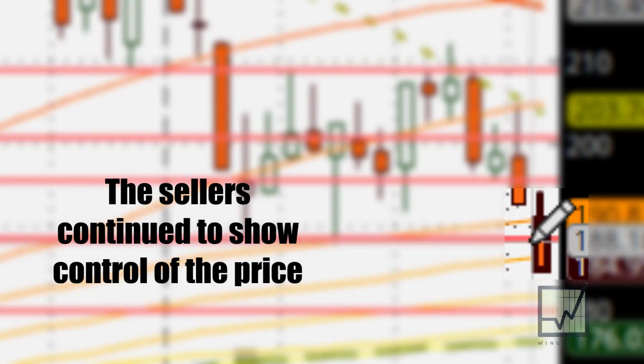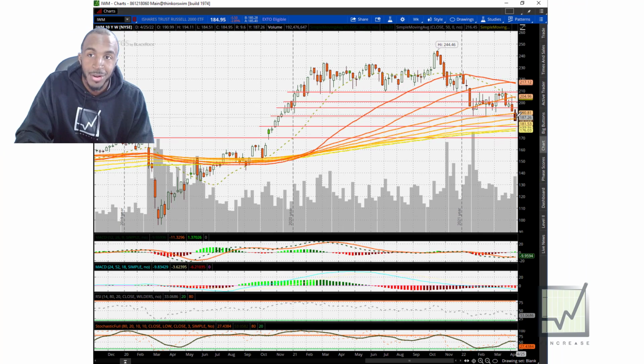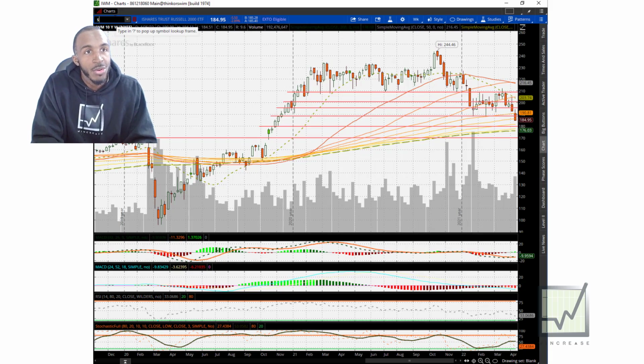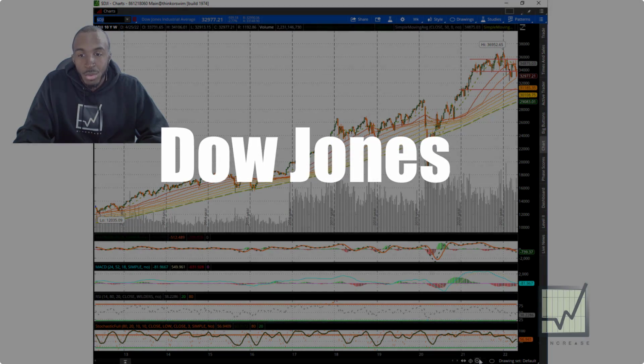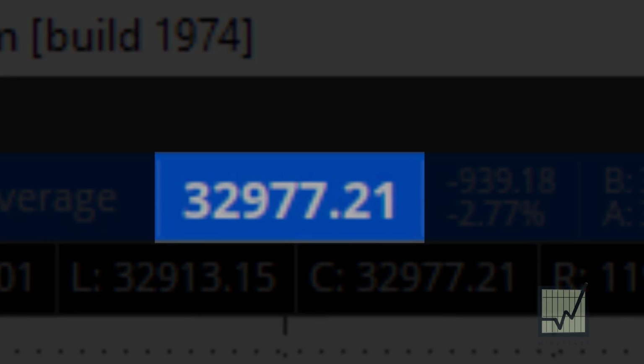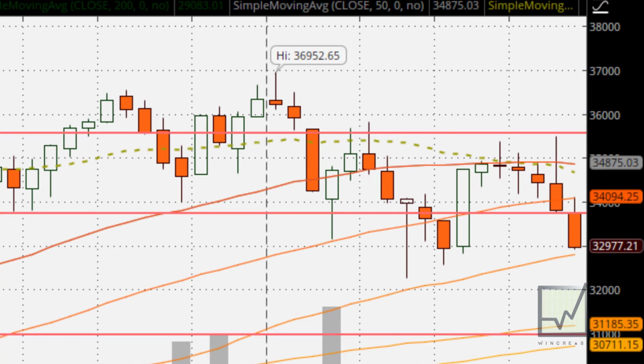The candle here looks very similar to what happened on the S&P. Very clear decisions on how investors are looking. So that is IWM. Let's go over to the next street and we check out the Dow Jones. The Dow Jones closed at 32,977.21. All right, so let's check out what happened on the charts here.